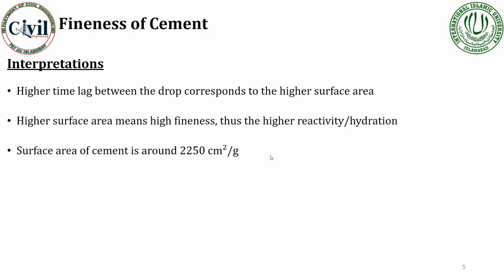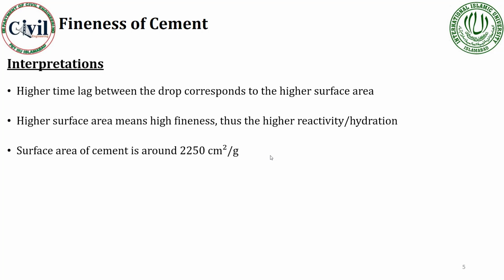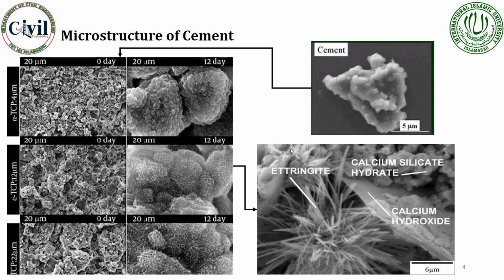If the surface area of a cement is too low, it means that the hydration has already occurred. Then the cement would not hydrate as it has to hydrate. The hydration reaction has previously occurred due to the reason that the cement particle sizes become larger. So in case of a lower fineness and lower surface area, we have a cement particle size larger than the standard cement particle size. The average particle size of a cement is around 30 micron.